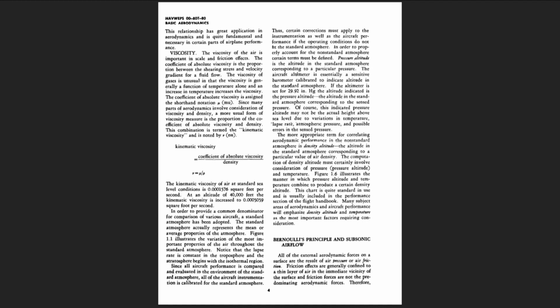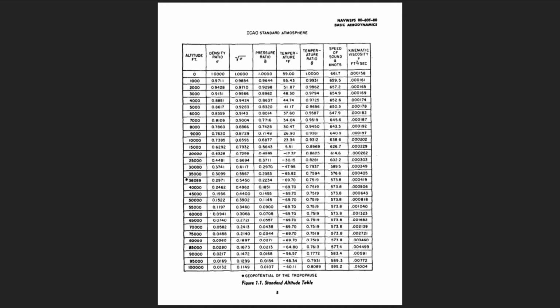In order to provide a common denominator for comparison of various aircraft, a standard atmosphere has been adopted. The standard atmosphere actually represents the mean or average properties of the atmosphere. Figure 1.1 illustrates the variation of the most important properties of the air throughout the standard atmosphere. Notice that the lapse rate is constant in the troposphere, and the stratosphere begins with the isothermal region.